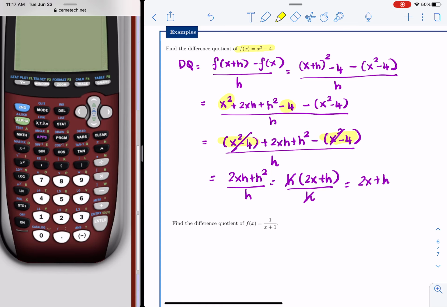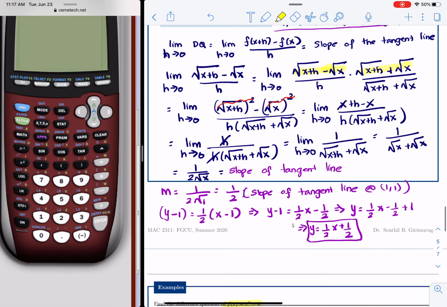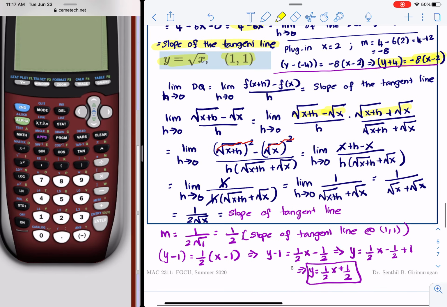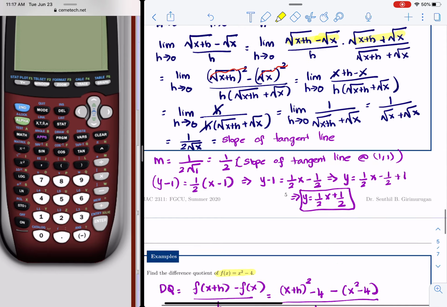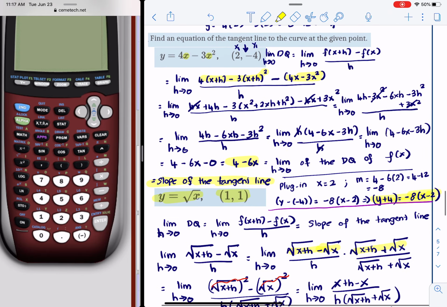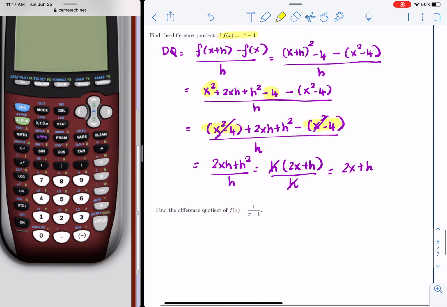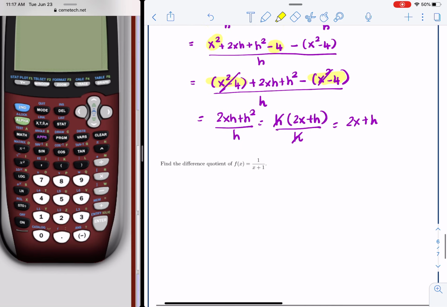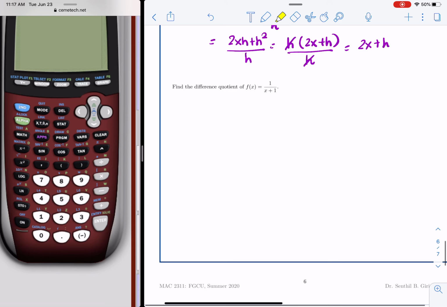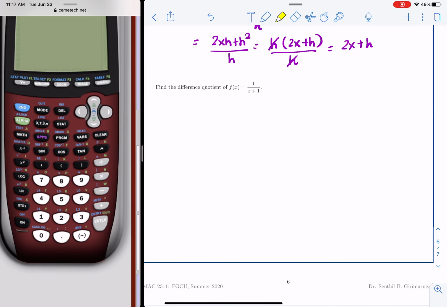That is a key thing to notice. And we saw it in the previous one. Square root of x disappeared. And here 4x minus 3x squared disappeared. So if we did the algebra correctly, the original function x squared minus 4 will disappear when we find the difference quotient. So the last step, or the last problem, is f of x equals 1 over x plus 1.